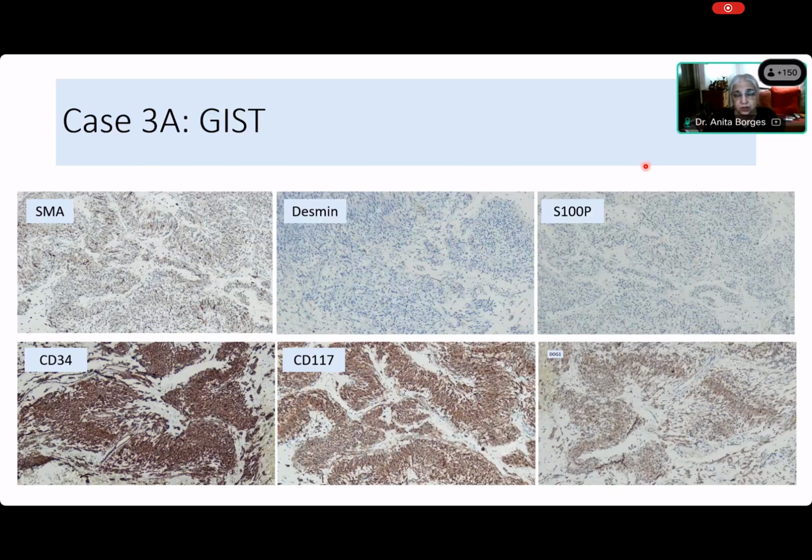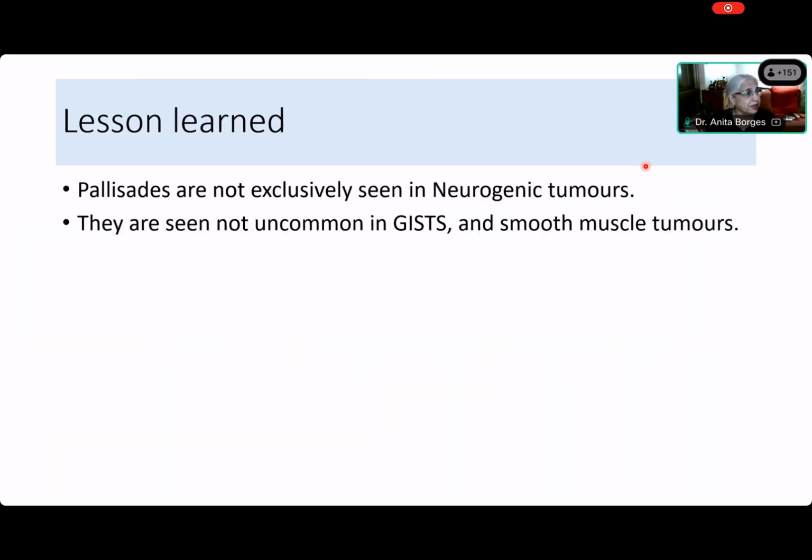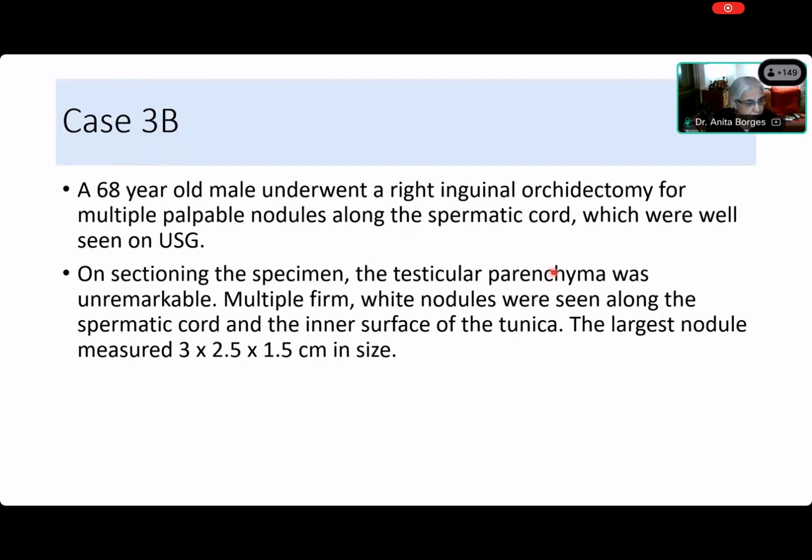So very good. The diagnosis was gastrointestinal stromal tumor, and it's not uncommon for a gastrointestinal stromal tumor to show palisading and to be cystic. These are not true cysts; they are pseudocystic tumors. So one should be aware that this is one of the issues. So what is the lesson that we learned, Diksha? We learned that palisades are not exclusively seen in neurogenic tumors. They are seen not uncommonly in GISTs and in smooth muscle tumors. Okay, very good. Now, who's going to do the next one?